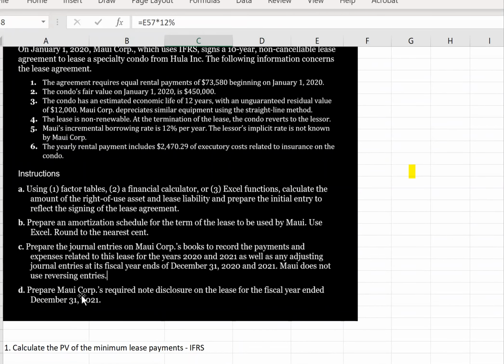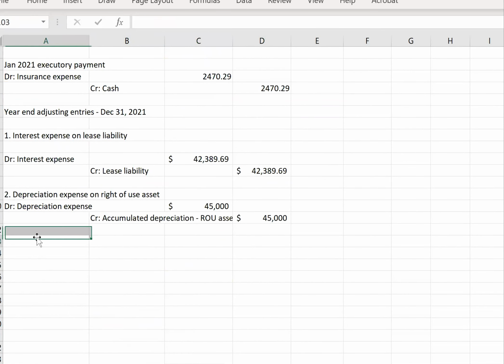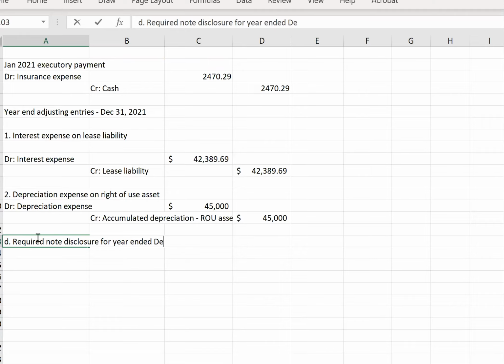The last one says, prepare Maui Corp's required note disclosure on the lease for the fiscal year ended December 31st, 2021. Okay, so this is an interesting one. So D is going to be required note disclosure for year ended December 31st, 2021. Okay, so we haven't really looked at this before. And what's required in the note disclosure is a schedule of future lease payments under the contract. And this contract expires 2029. And we also need to show the balance of the lease liability.